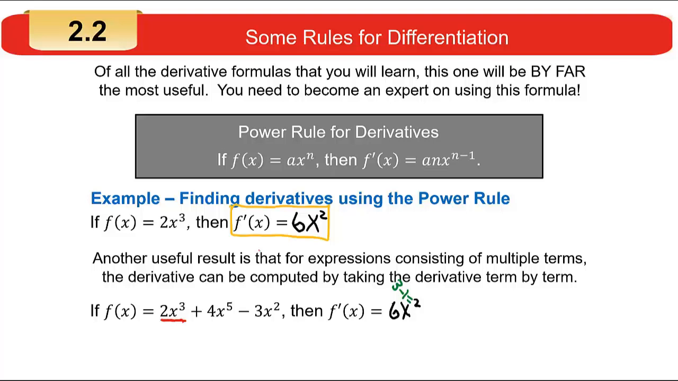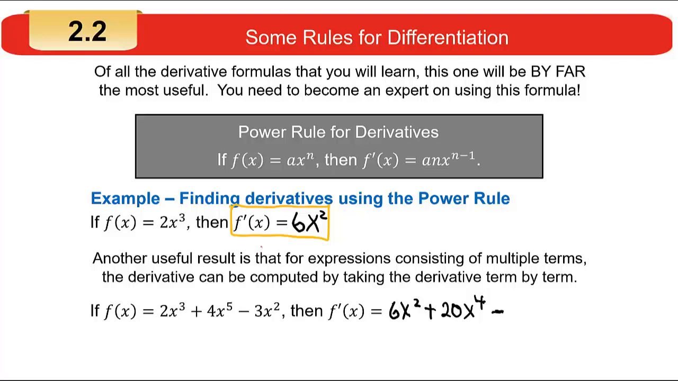In other words, it's the problem we just worked above. But now you've got two more terms. So you've got a plus sign, then you move to the second term. The second term is 4x to the fifth. So what do you do? Apply the power rule again. 4 times 5 is 20, and you drop the 5 by 1 and it becomes a 4. So the second term derivative is 20x to the fourth.